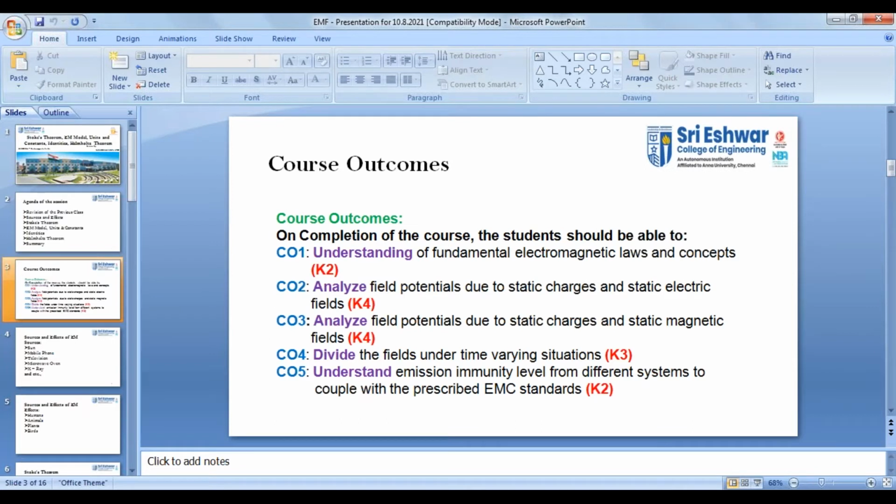So as far as course outcomes are concerned, we are in CO1 now because we are in module 1. CO1 is understanding of fundamental electromagnetic laws and concepts, which comes under the K2 level, the understanding level of Bloom's taxonomy.